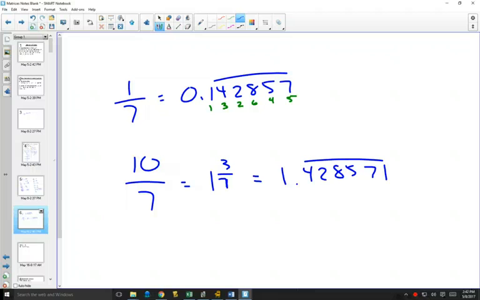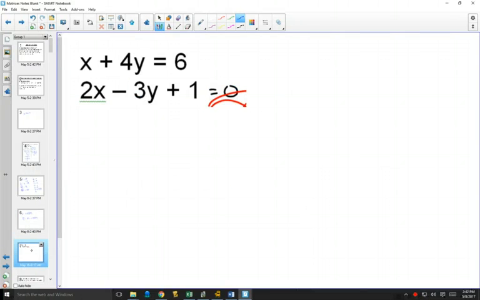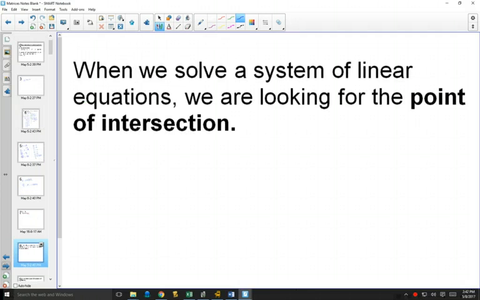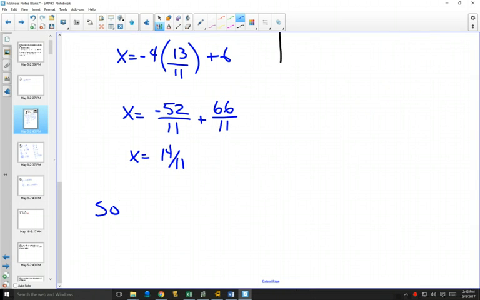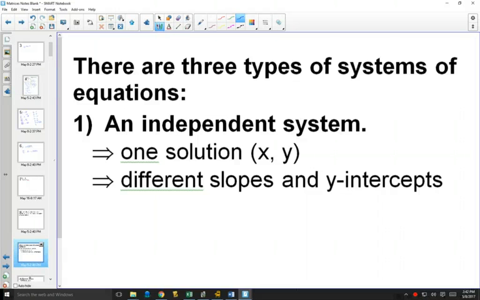Anyways, we aren't interested in cool math. We want to solve systems of equations. So when we solve our equations, we're looking for the point of intersection. And often, if we go back to the one we just solved, we will write our solution as a point. The x-coordinate is 14/11. The y-coordinate was 13/11. Great numbers. And that is the point where they intersect.